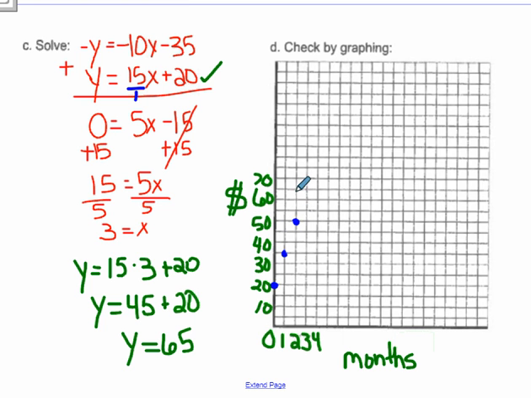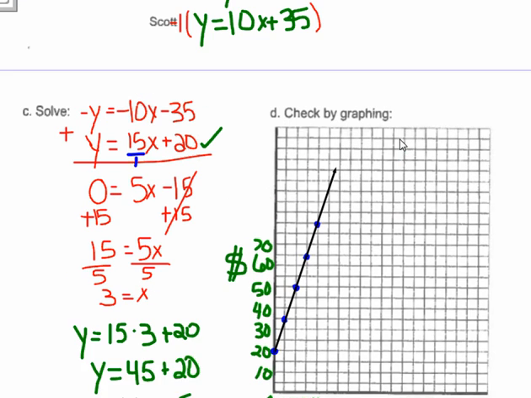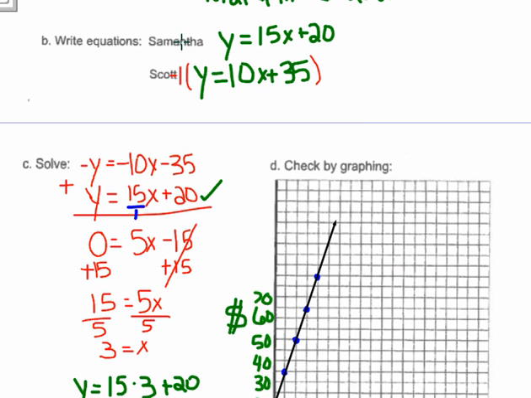Up 5, 10, 15, and over 1. And again, you can continue to do this as much as you want. The pattern stays the same. And then I'll be able to draw that line in there. There we go. So that is y equals 15x plus 20. You can see that that's Samantha's line of savings. So we'll just write Sam there for her.